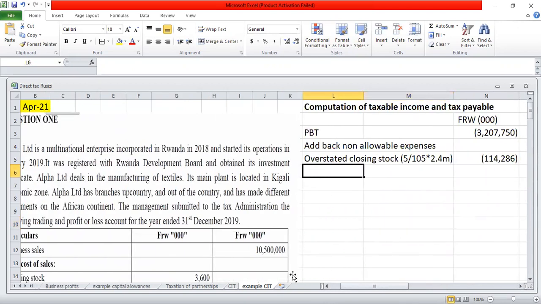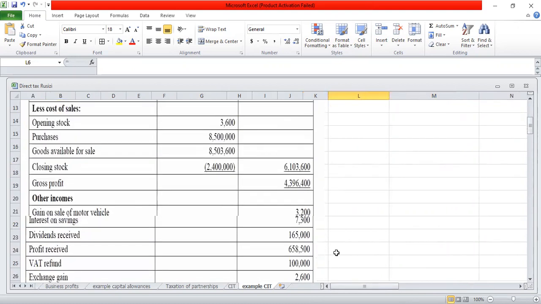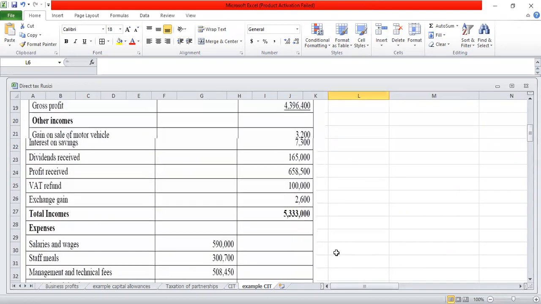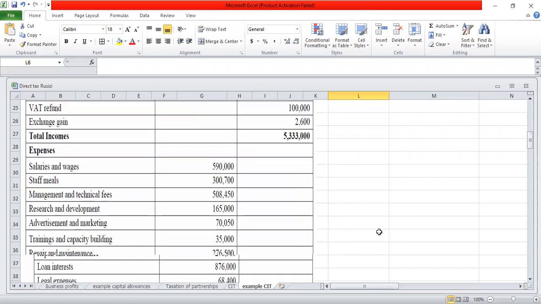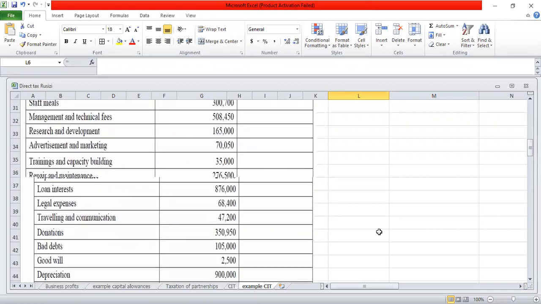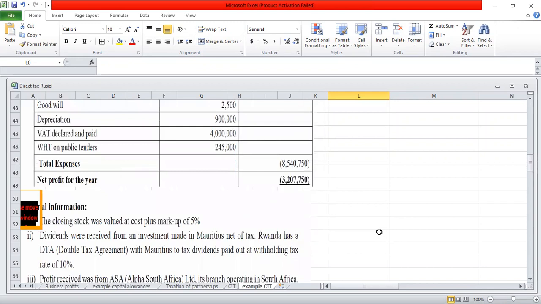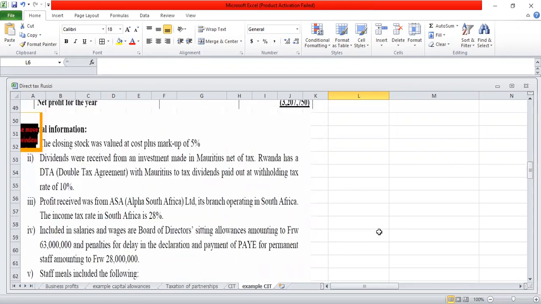So then I can go to the next one. We can first ignore these incomes. We are going to look at them later. Salaries and wages, does it have a note? Dividend, I know these notes were not very okay. Including salaries and wages, board director sitting allowance of that one is allowed.